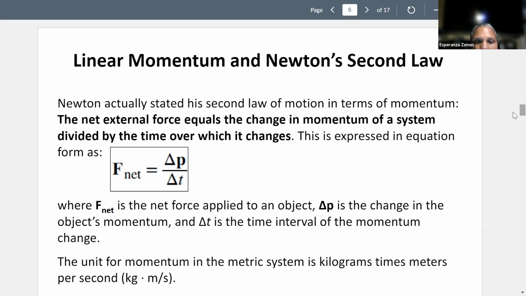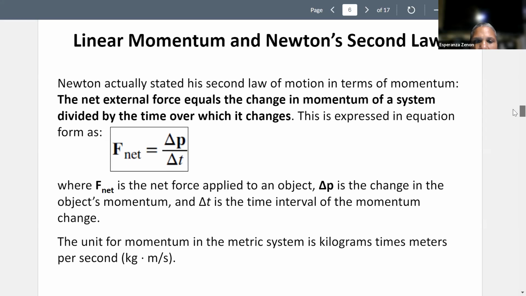So in utilizing the change in momentum, we have an alternate way of expressing Newton's second law, okay? Now the question becomes, what are the units involved in this new property, momentum? Well, momentum is found by taking mass times velocity. Mass has unit kilograms, velocity has unit meters per second, so we multiply them together: kilogram meters per second.